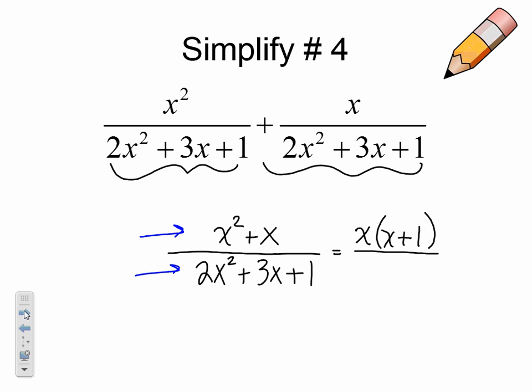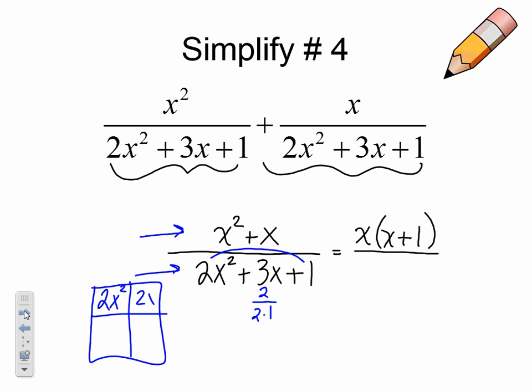Now the denominator looks like another AC method, again, trinomial. What multiplies to make 2? 2 times 1 is 2, a times c. What multiplies to make 2 and adds to make 3? 2 times 1 would do that, right? 2 times 1. So we'll go ahead and put the 2x and the 1x in those squares, and we'll go ahead and factor out the pieces.